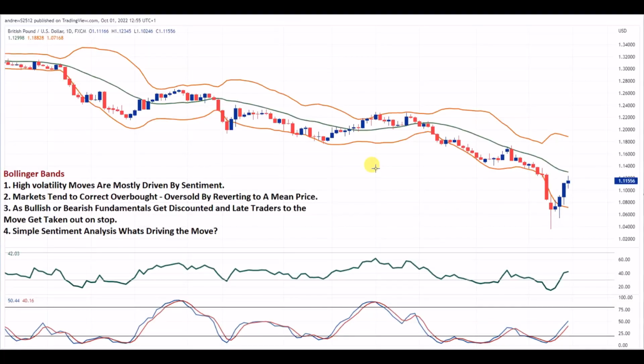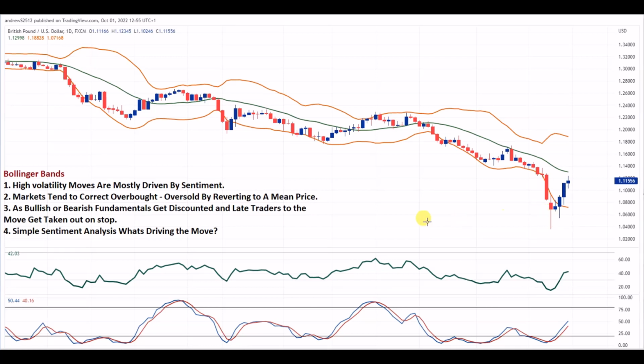Right, let's take a look at the trade setups. From the chart of GBPUSD, I'm just going to explain how the Bollinger Bands work, which you can see on my chart before we do our analysis. Now in terms of the logic of Bollinger Bands, high volatility moves are mostly driven by sentiment, okay? Looking at volatility on Bollinger Bands, the outer bands, the orange lines, when they're close together, you can see in the center of my chart, the volatility is relatively low, isn't it? When we come to the right of the chart, the bands become wide as the volatility increases, okay?